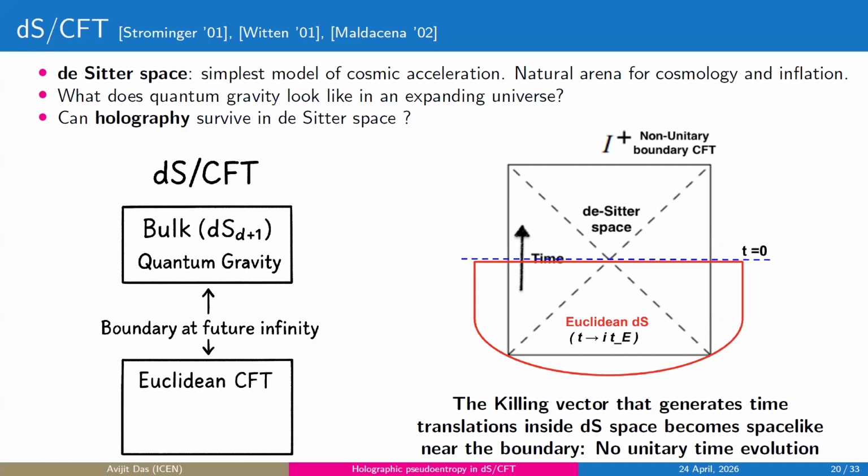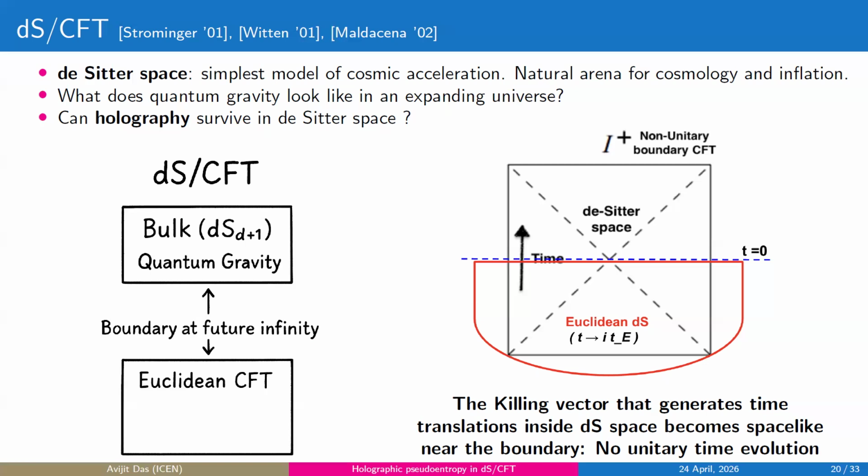So for this, in 2001, Strominger first gave the proposal of dS/CFT, where he said that the bulk de Sitter space has a dual at future infinity given by a Euclidean CFT. So instead of a Lorentzian CFT on a radial boundary, you have a boundary at future infinity, in the time direction. This is a Penrose diagram of de Sitter space. This is the past conformal infinity. This is the future infinity.